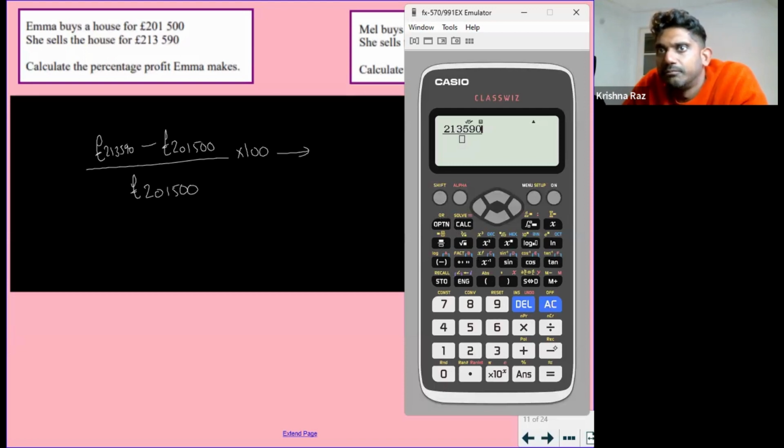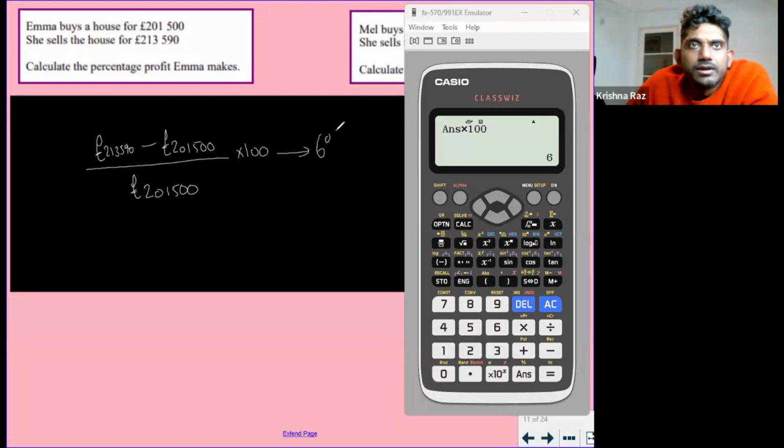213,590 minus 201,500 divided by the original. And that gives us the profit. I haven't timesed it by 100. Times that by 100 and we'll get 6%. But she made 6% on her house sale, which, with those numbers, is a fair amount. Fair play to her.